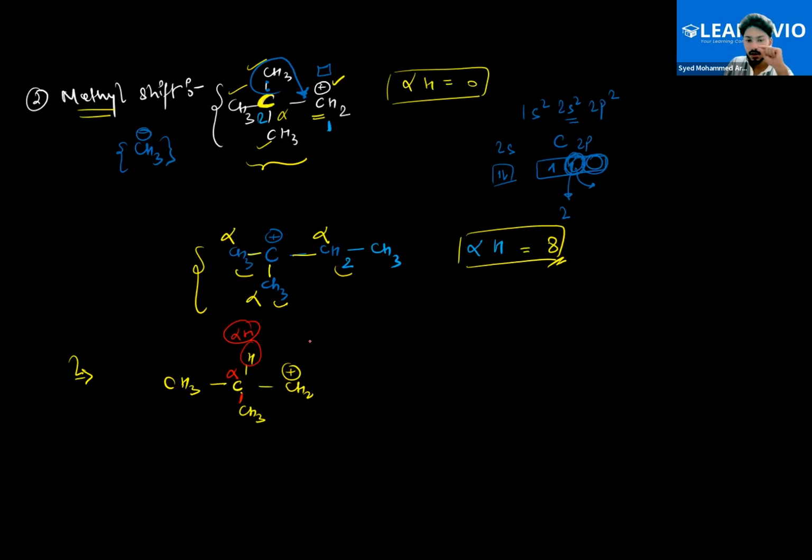Why? Because we are concerned with the count of alpha H. As the alpha H will be more, the stability will be more. We need more transferable H. Transferable H means the H which can shift from one position to the other position. This is the hydride shift.